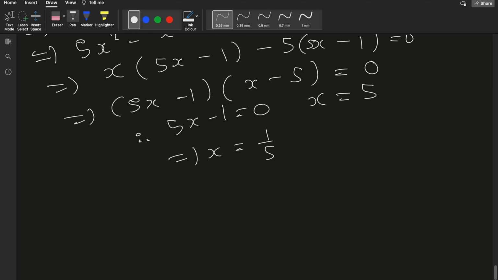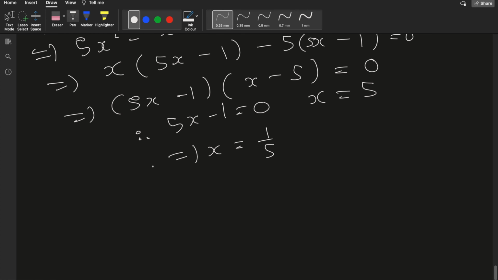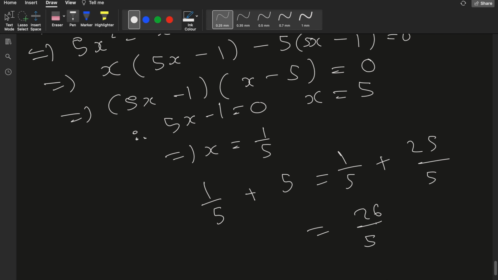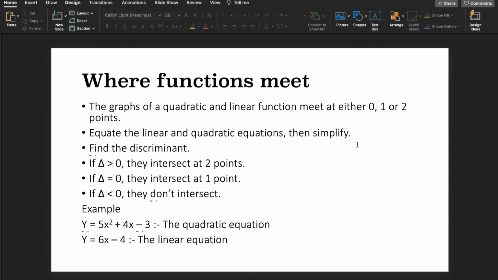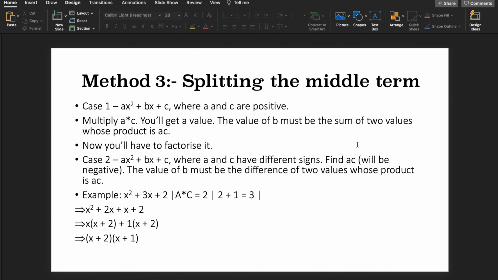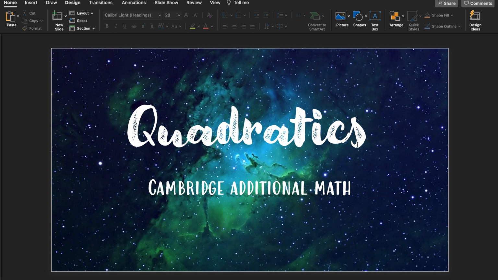Okay, so now we'll just see if this is right. 1 divided by 5 plus 1 divided by 1 by 5, which would be 5, so this would be 1 by 5 plus 25 by 5, which is 26 by 5. So that's right. And now 5 plus 1 by 5 is also 26 by 5. Therefore, this is correct. And we are done with quadratics for additional math chapter 3.